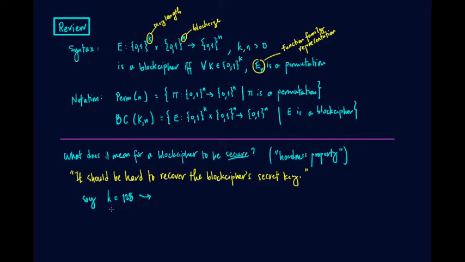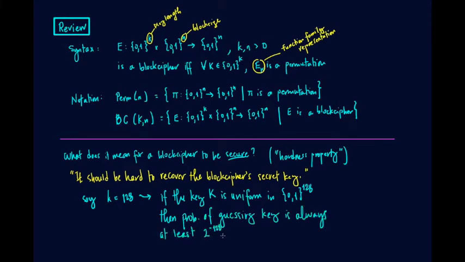So the secret key for the block cipher is just a uniform random sample from the set of bit strings of length 128, {0,1}^128. So if the key K is uniform, then the probability of guessing the key without doing anything is, of course, 2 to the minus 128.